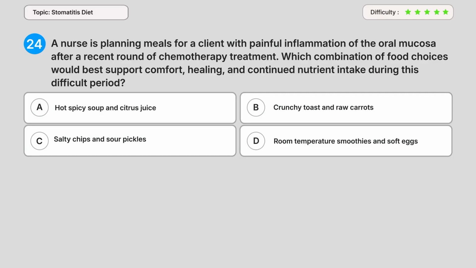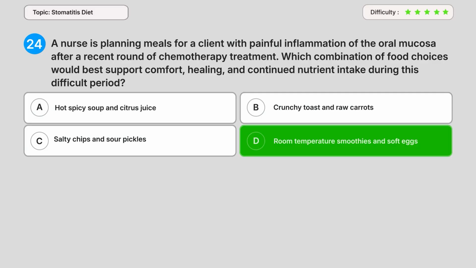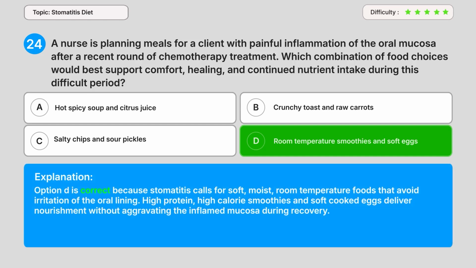Correct answer. D. Room temperature smoothies and soft eggs. Explanation. Option D is correct because stomatitis calls for soft, moist, room temperature foods that avoid irritation of the oral lining. High protein, high calorie smoothies and soft cooked eggs deliver nourishment without aggravating the inflamed mucosa during recovery.